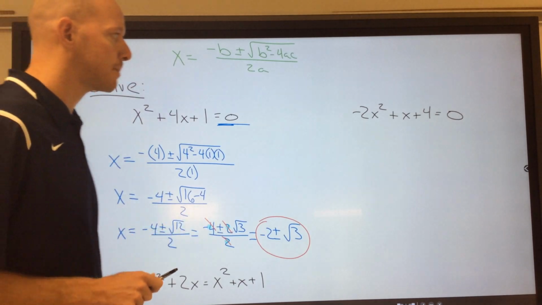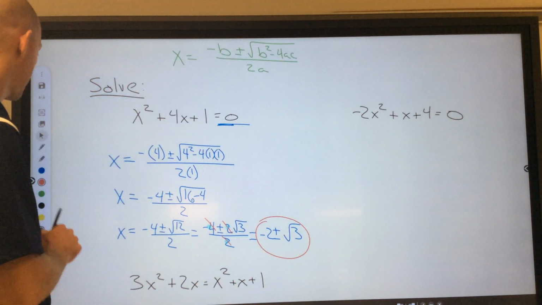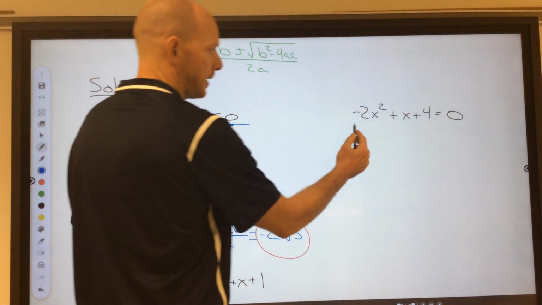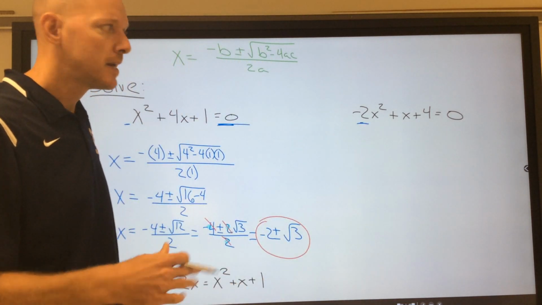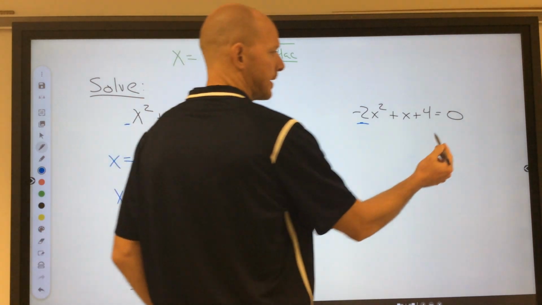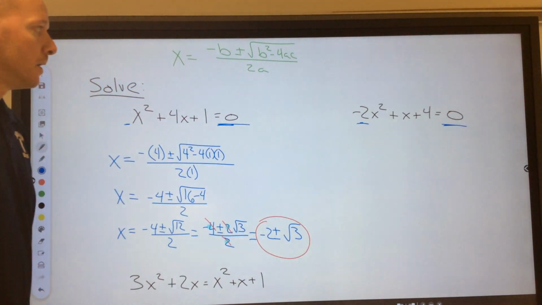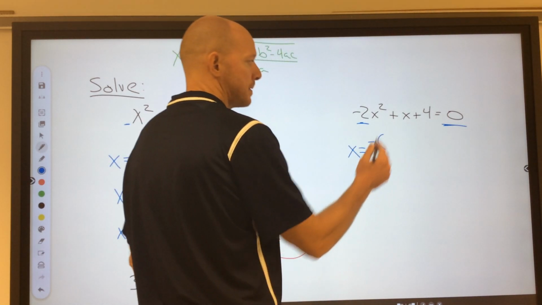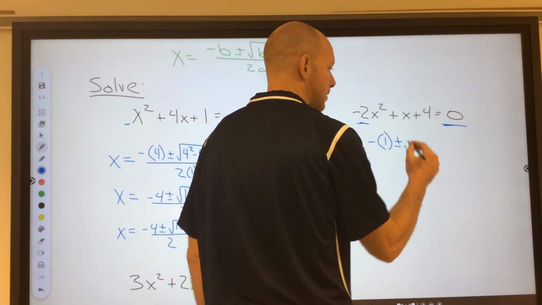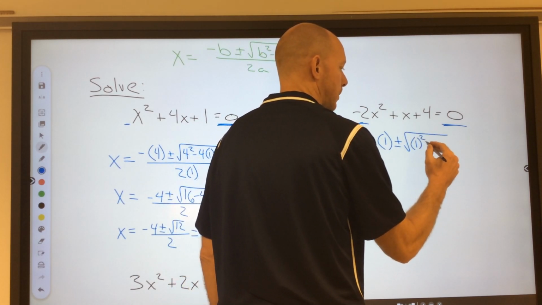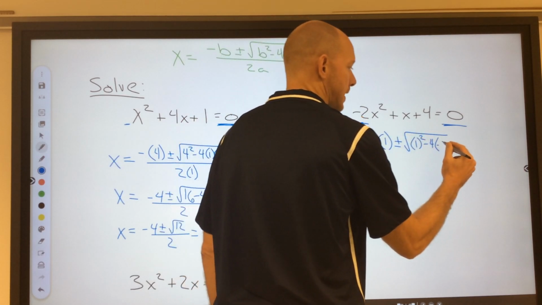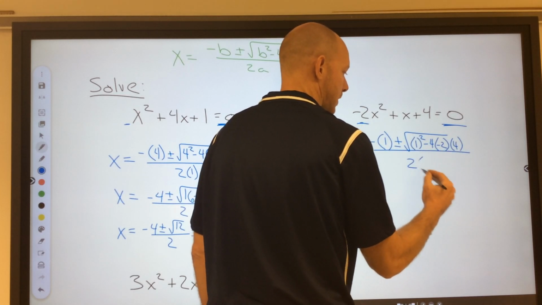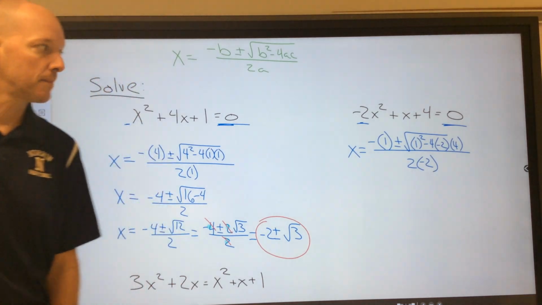If we take a look at the second example, you can see it's pretty similar. It's definitely a similar type of problem, but over here we had a leading coefficient of 1, and now we have a leading coefficient that's a negative 2. Nothing too drastic. The main thing here is that it's still set equal to 0. So again, I start off by substituting the values. Opposite of b is 1 plus or minus the square root of 1 squared minus 4. My a value is negative 2. My c value is 4. And this is over 2 times negative 2, like so.